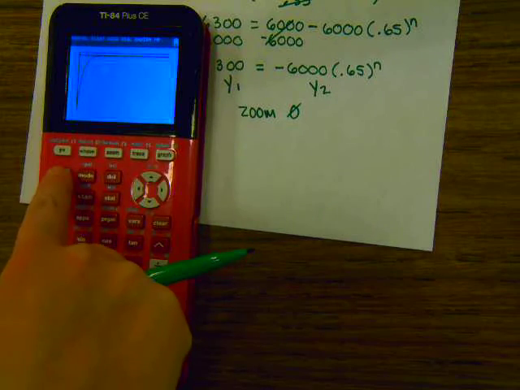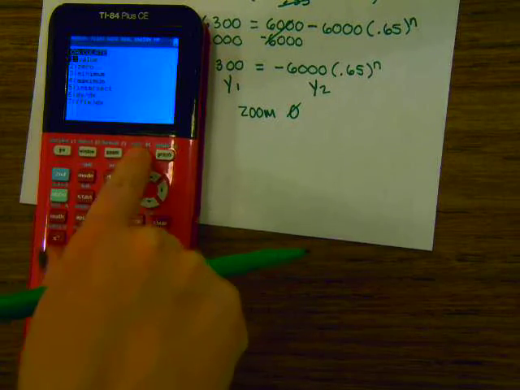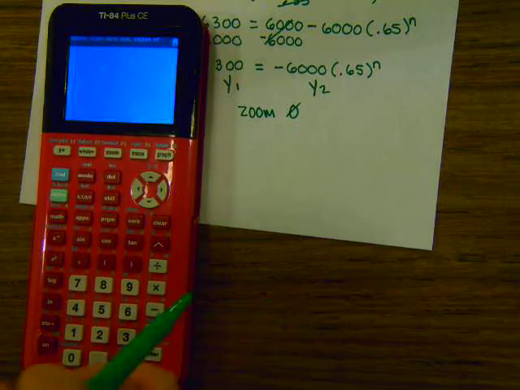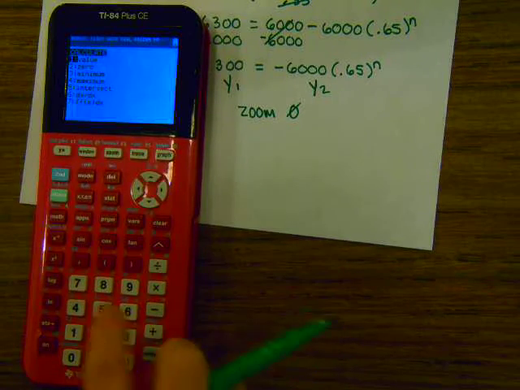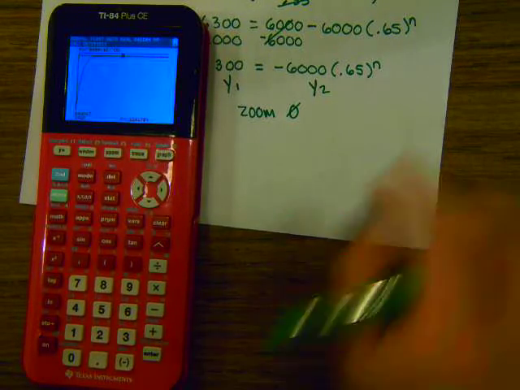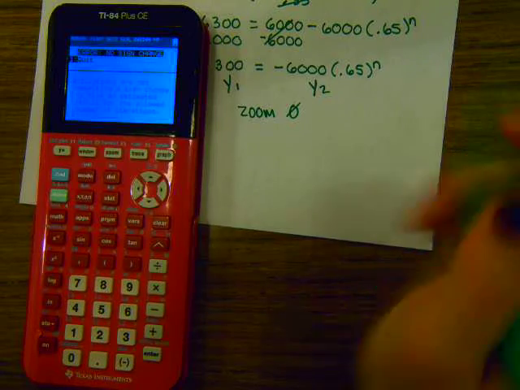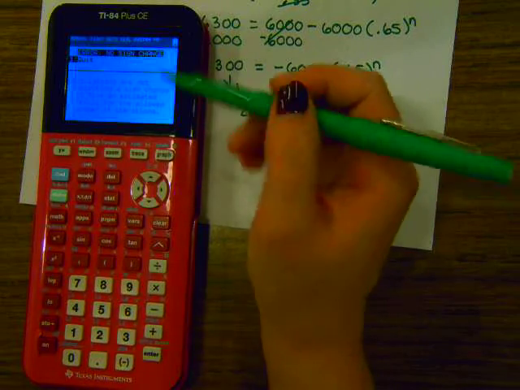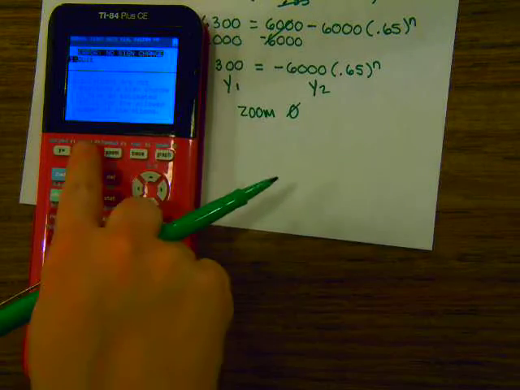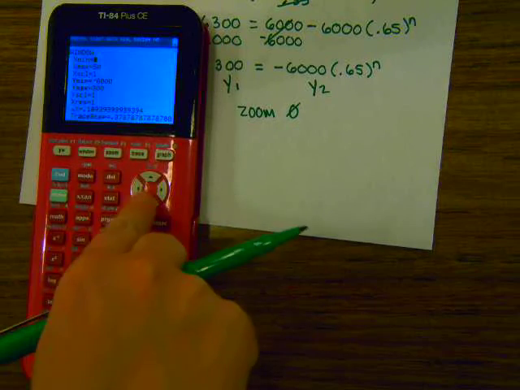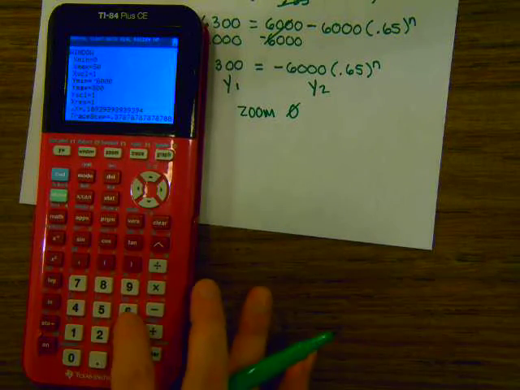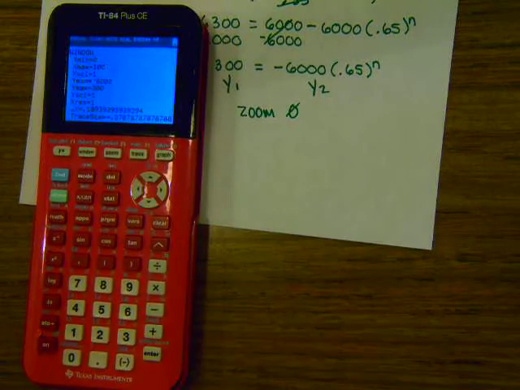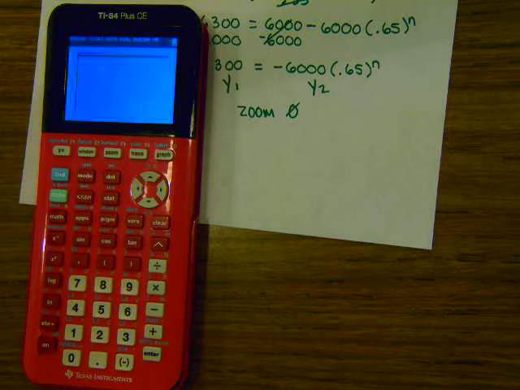So second, calc, which is trace, and then number 5, enter, enter, enter. Okay, now mine said error, no sign change. It says calculations are not detected as a sign change, meaning it hasn't crossed yet. So if it hasn't crossed, go to your window and let's make it bigger. Let's try 100. I'm making the x go to the right, and then let's hit graph.